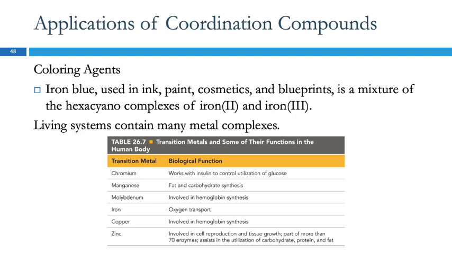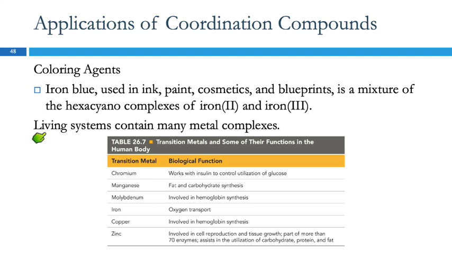Coordination compounds are useful as coloring agents. So iron blue is used in ink, paint, cosmetics, blueprints, and that is a mixture of hexacyano complexes of iron 2 and iron 3. They're intensely colored, and so they can be used as coloring agents.